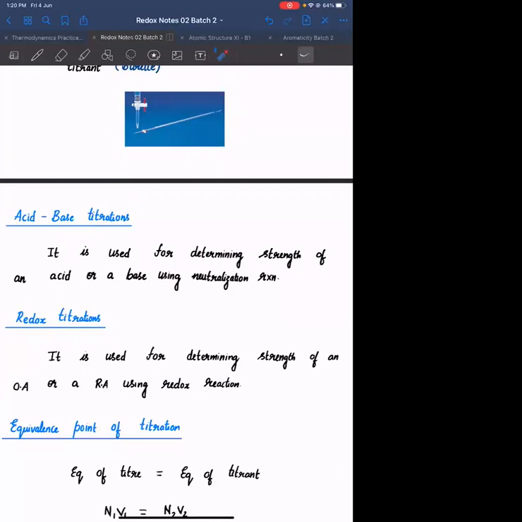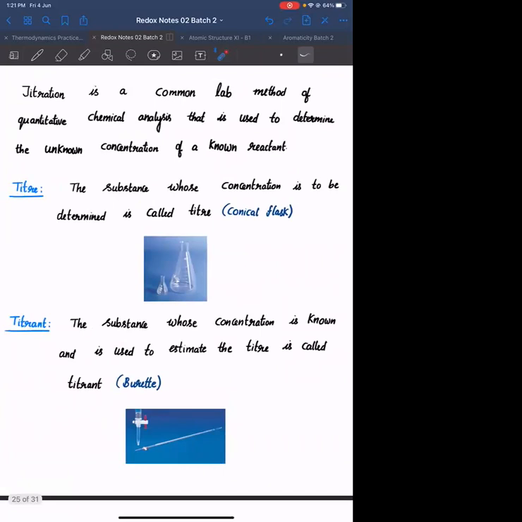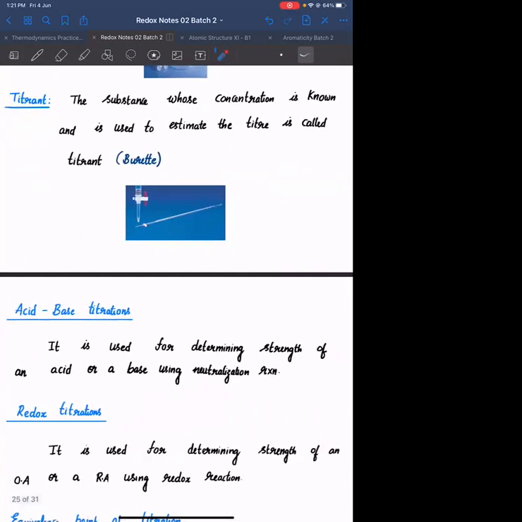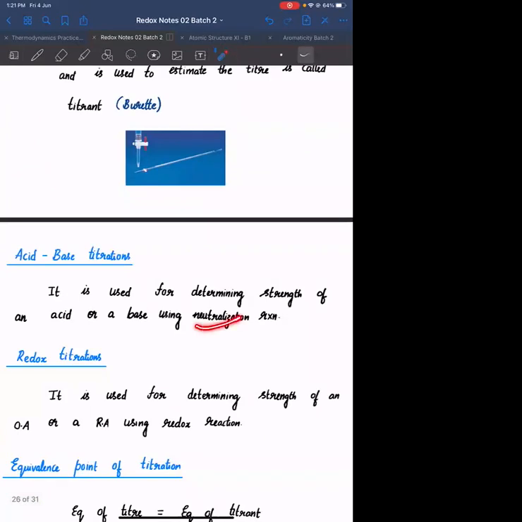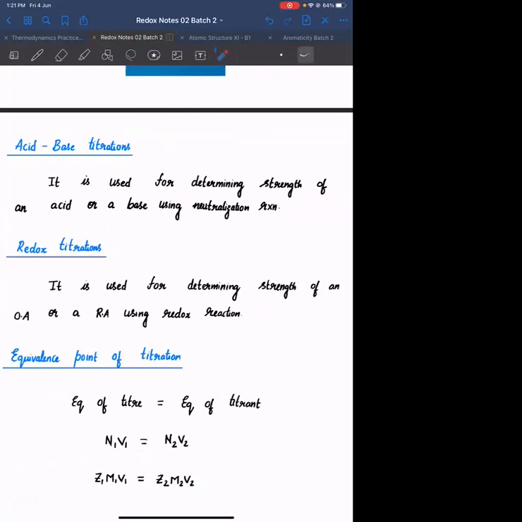Acid-base titration matlab kya hoga? You will be taking the acid or base whose concentration is to be known in the conical flask and uska opposite solution. Matlab isme acid liya to you will be introducing base through burette. Isme base liya to you will be introducing acid through burette. Okay. And what is the end point in that case? Where the equivalence of acid equals the equivalence of base. And what is the reaction that is going to happen in that case? It is the neutralization reaction. Is redox titration mein you will be adding reducing agent and the oxidizing agent, and the reaction among them will be the redox reaction. Is this clear?